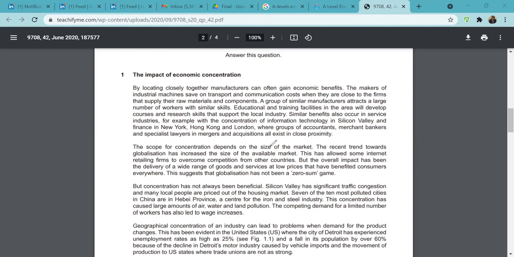The scope of concentration depends on the size of the market. The recent trend towards globalization has increased the size of the available market. This has allowed some internet retailing firms to overcome competition from other countries, but the overall impact has been the delivery of a wide range of goods and services at low prices that have benefited consumers elsewhere. This suggests that globalization has not been a zero-sum game.